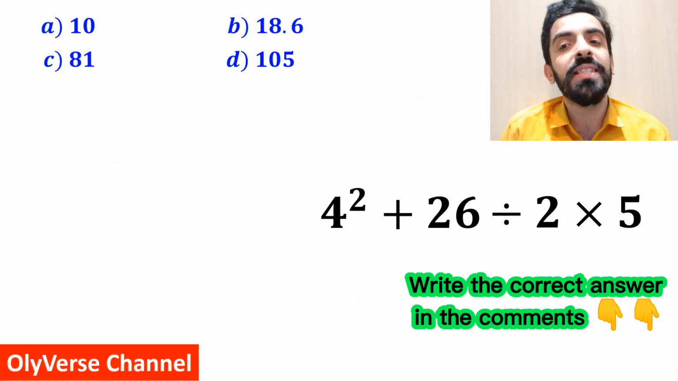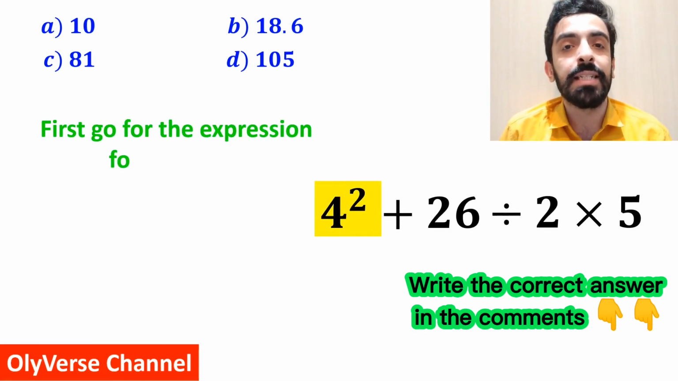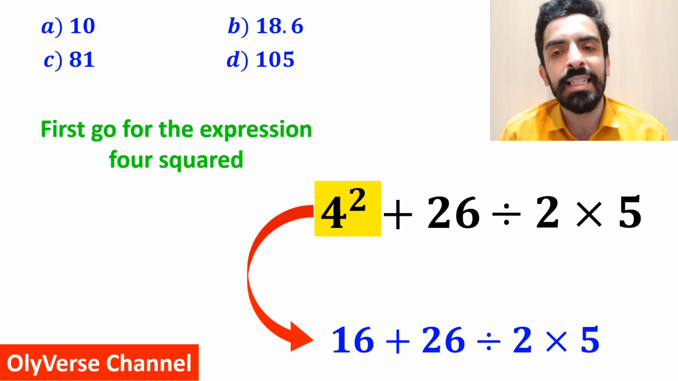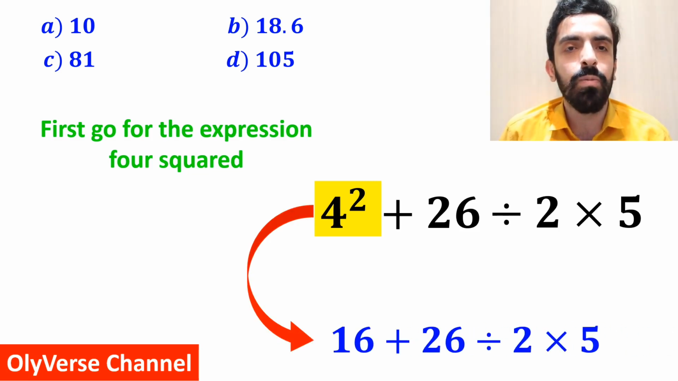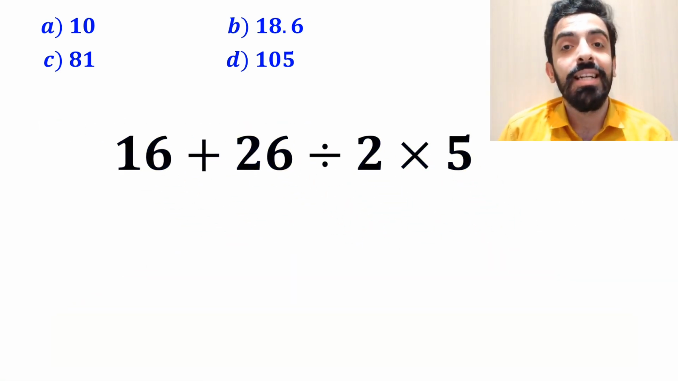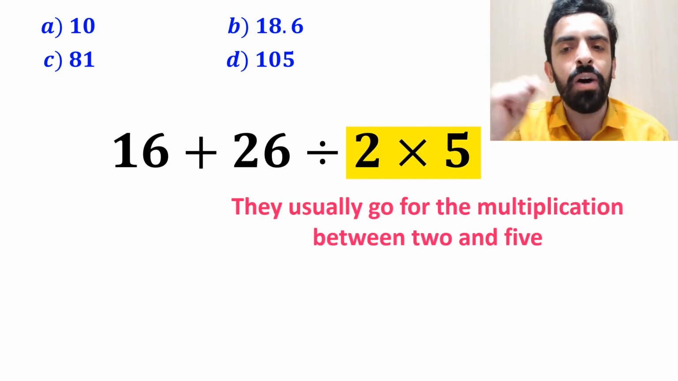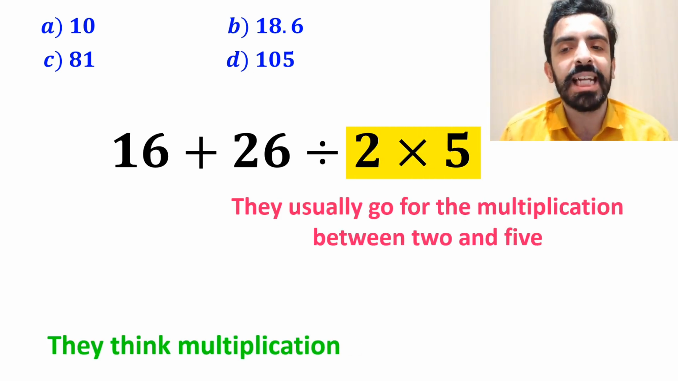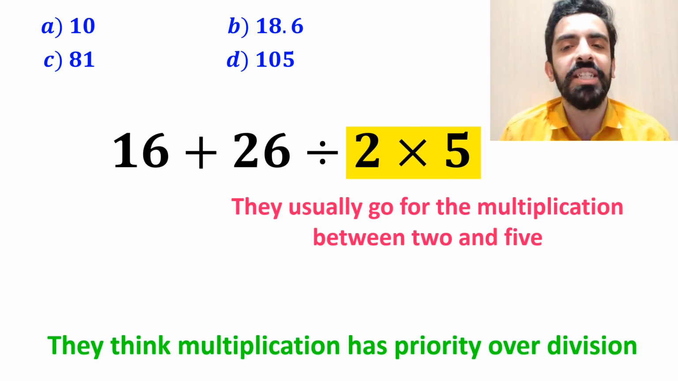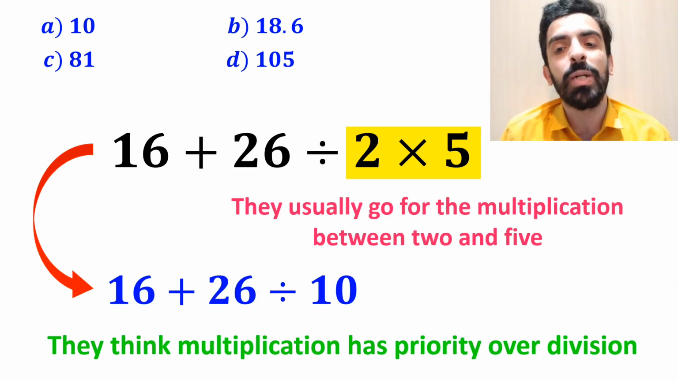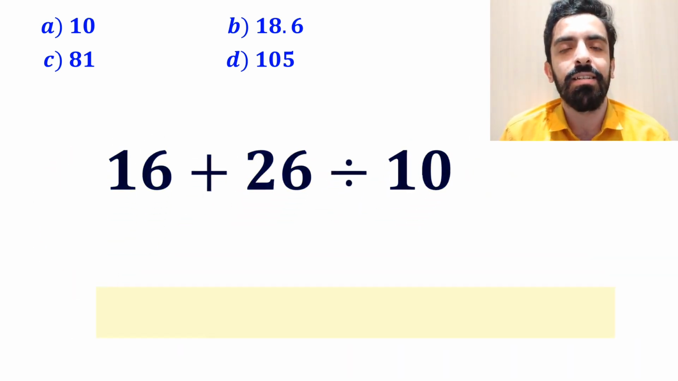Also, some other people when solving this question first go for the expression 4 squared and they simplify to 16 plus 26 divided by 2 multiplied by 5. And the next step, they usually go for the multiplication between 2 and 5 because they think multiplication has priority over division. So, they rewrite this expression as 16 plus 26 divided by 10.